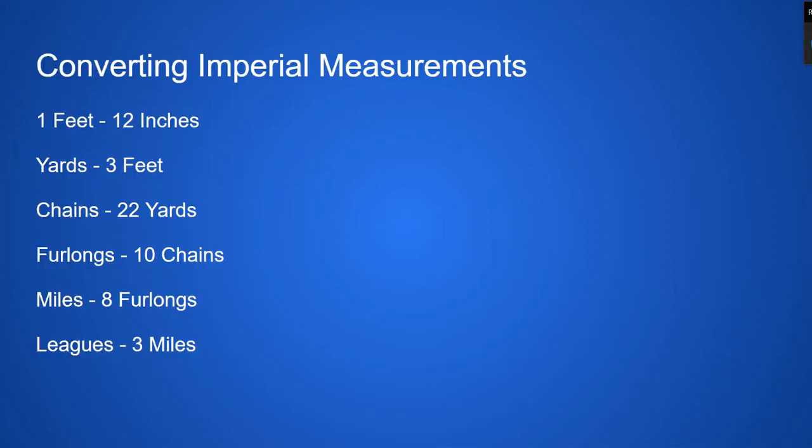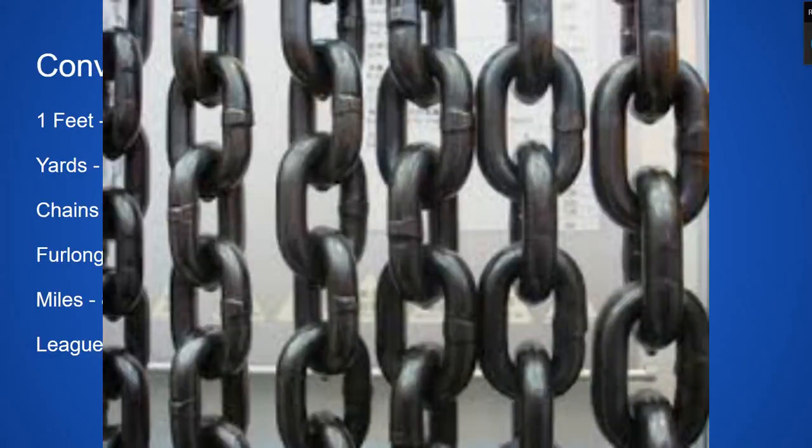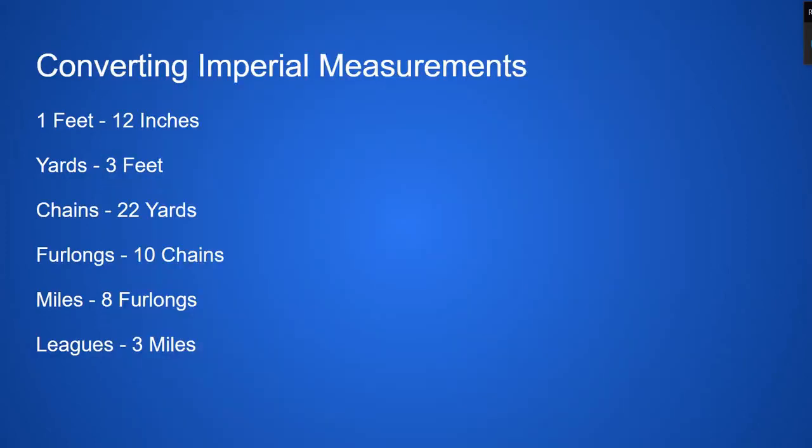Okay, so 1 foot is 12 inches, okay, that's the conversion. 1 foot equals 12 inches, 1 yard equals 3 feet, 1 chain, not this chain, it's a measurement, equals 22 yards, 1 furlong, 10 chains, 1 mile, 8 furlongs, 1 league is 3 miles. Who cares about leagues anyway?